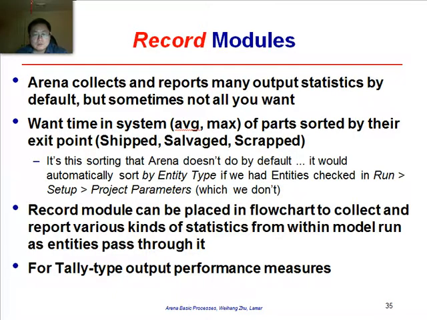We are interested in collecting a few statistics. Although Arena is able to collect many statistics automatically, very often we need to clearly specify exactly what we need. For that purpose, we can use record modules to collect tallies. In this case, we want the cycle time of the parts sorted by their exit point, that is, shipped, salvaged, or scrapped.